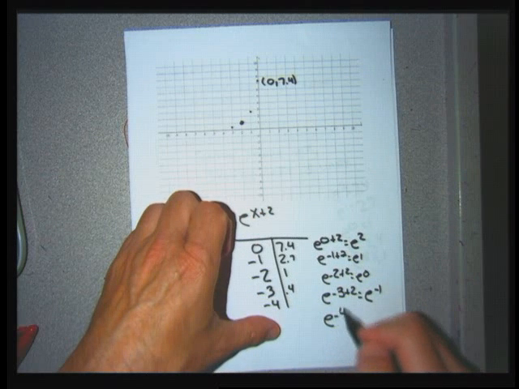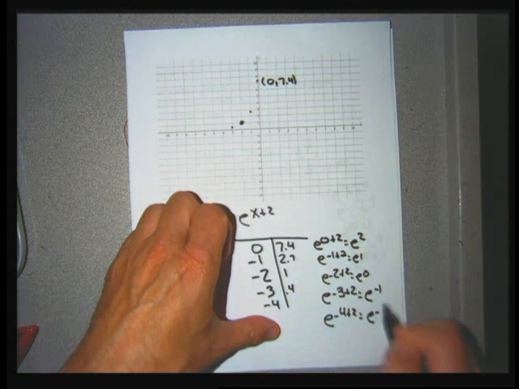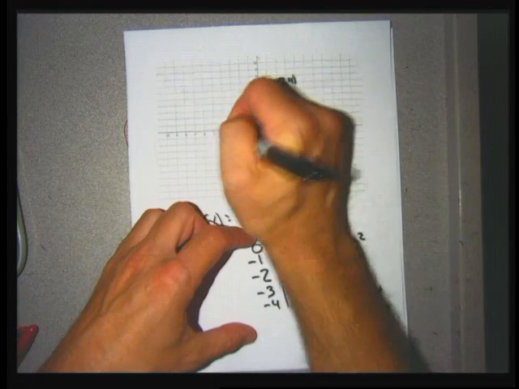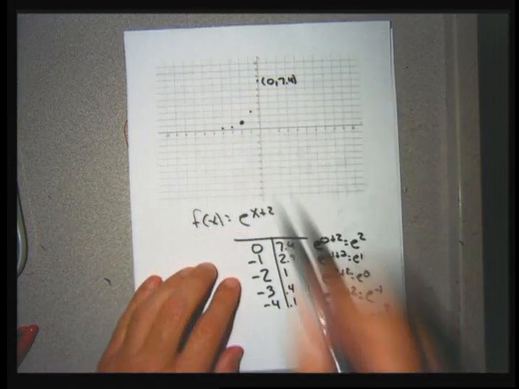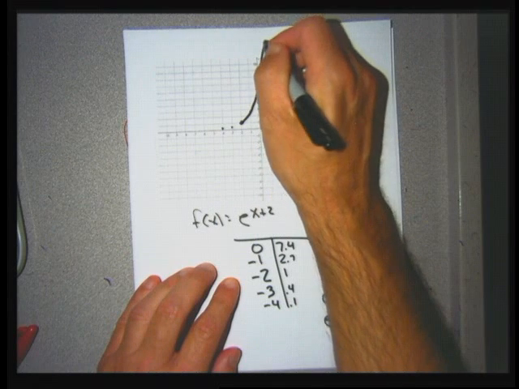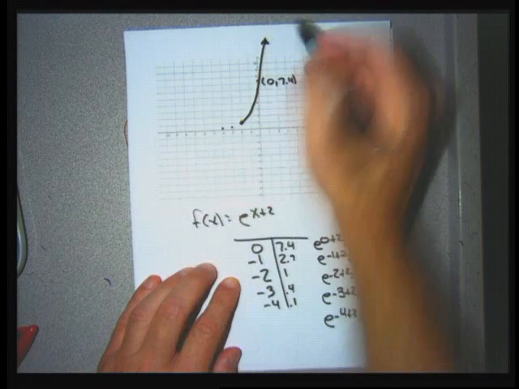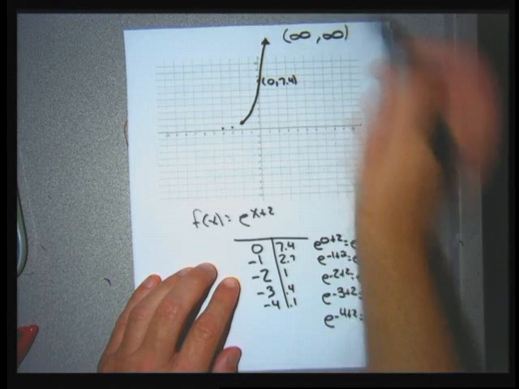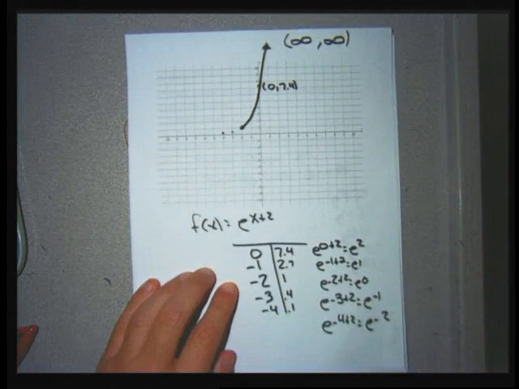And then e to the negative 4 plus 2 gives me e to the negative 2. E to the negative 2 is 0.1. So I'm going to get negative 4 comma 0.1. Just like the last few functions, when my graph goes off to the right, it gets really high really quick. If I extended this graph, it would go all the way to the right and all the way to the top of the y-axis. It would extend to the double infinities.